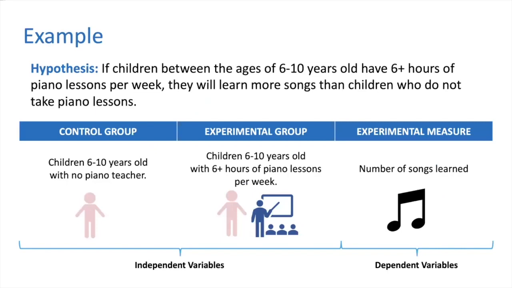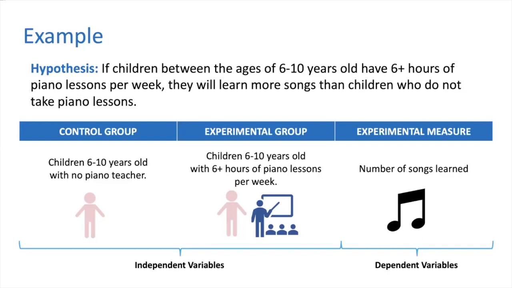Let's go over an example. Let's form a research hypothesis related to children and piano lessons. Our hypothesis is if children between the ages of 6 and 10 years old have 6+ hours of piano lessons per week, they will learn more songs than children who do not take piano lessons.